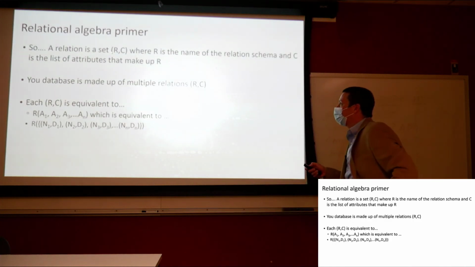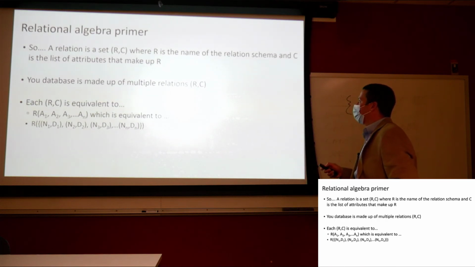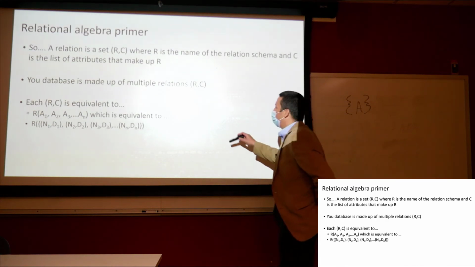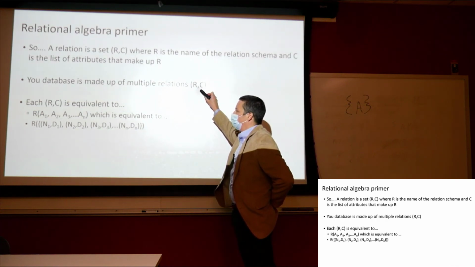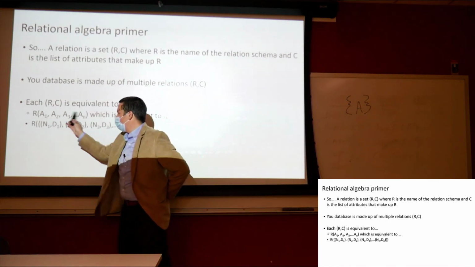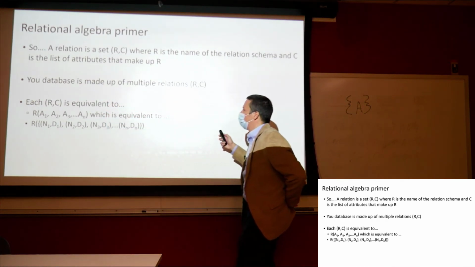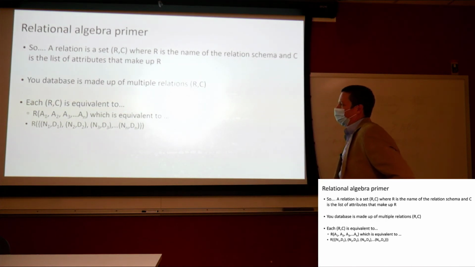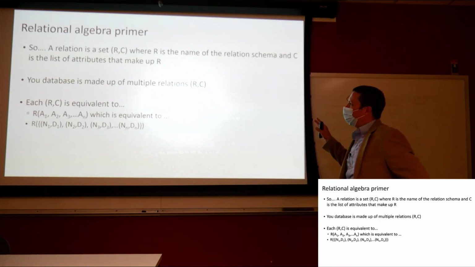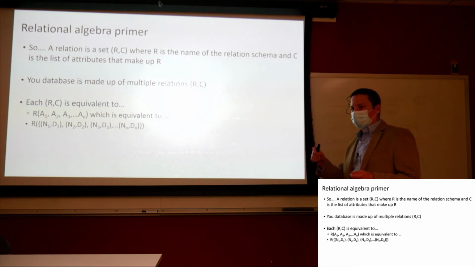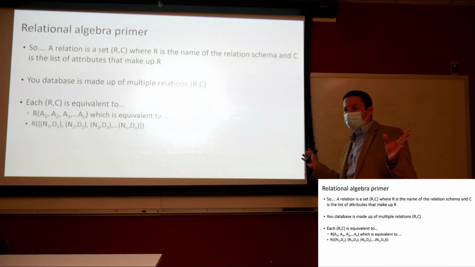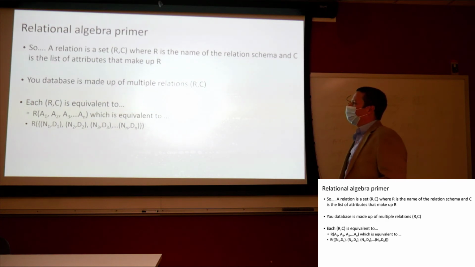So our relation is a set R(C), where R is the name of the relation schema, and C is the list of attributes making up the relation. So our database is made up of multiple relations R(C), which is equivalent to the relation and all the names and domains of all the attributes that are in that relation, okay? This is a lot of very convoluted stuff just to say, hey, we're going to call our relations R and our attributes A1, A2, A3, A4, A5, and not really care about what they're actually representing at this point in time.